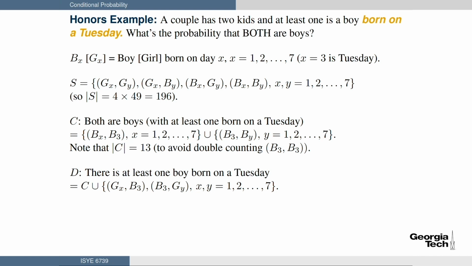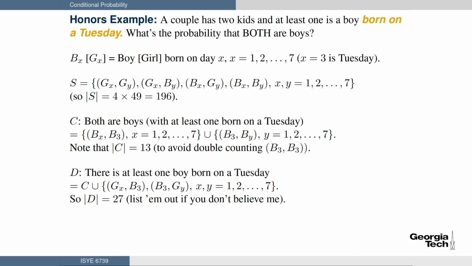And the second part in the union for D is that you could have a girl being one of the kids. So the first part of that second part in the union is GXB3. That means that you had a girl born on day X, boy born on day 3. And the second thing is boy born on day 3, girl born on day Y. So it turns out here there's 27 possible elements in the event D. 13 are coming from C, and 14 are coming from the second half of that union.